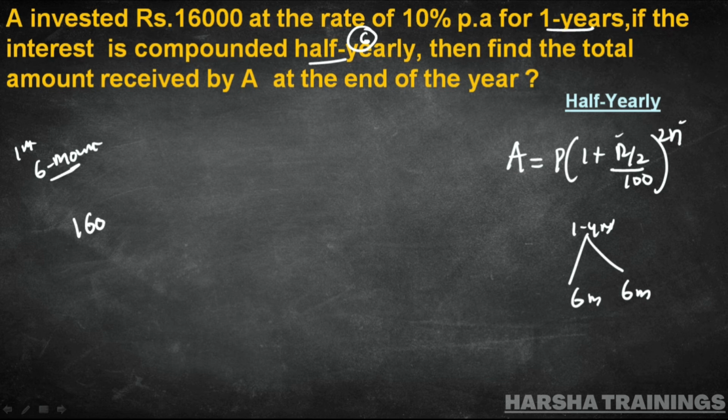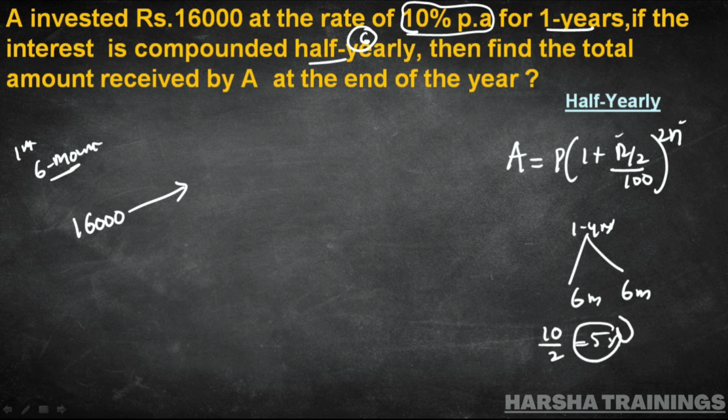So the principal amount is 16,000 rupees. And coming to the rate of interest: per year the rate of interest is 10% per annum, right? So 10 by 2, it's R by 2, is equal to 5%. Every 6 months you are paying a rate of interest of 5%. Is it clear, guys, all of you? Yes. In 16,000 rupees, 5% is how much? 800 rupees. So the interest for the first 6 months is 800 rupees.